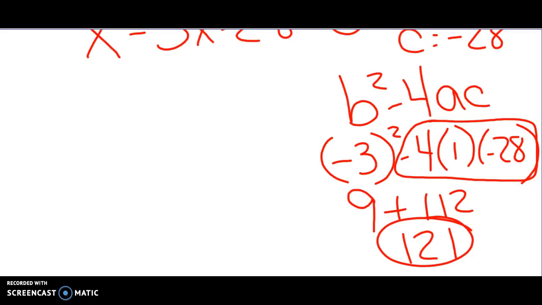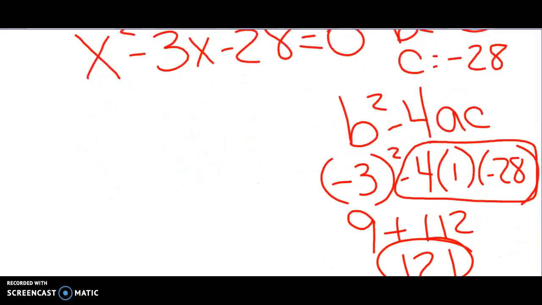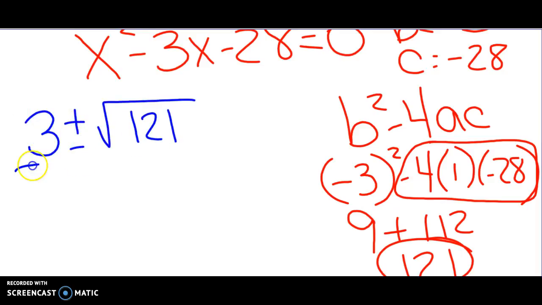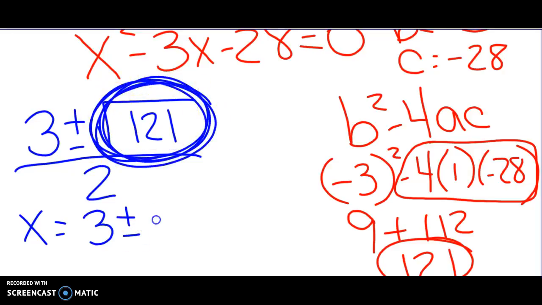So we've got the opposite of B. Well, what is the opposite of B? Well, B is negative 3, so the opposite of B is going to be positive 3. Positive 3 plus or minus square root of, now B squared minus 4AC is 121, all over 2A. So 2 times 1 is 2. All right, so x is equal to 3 plus or minus, now this turns into an 11 all over 2.